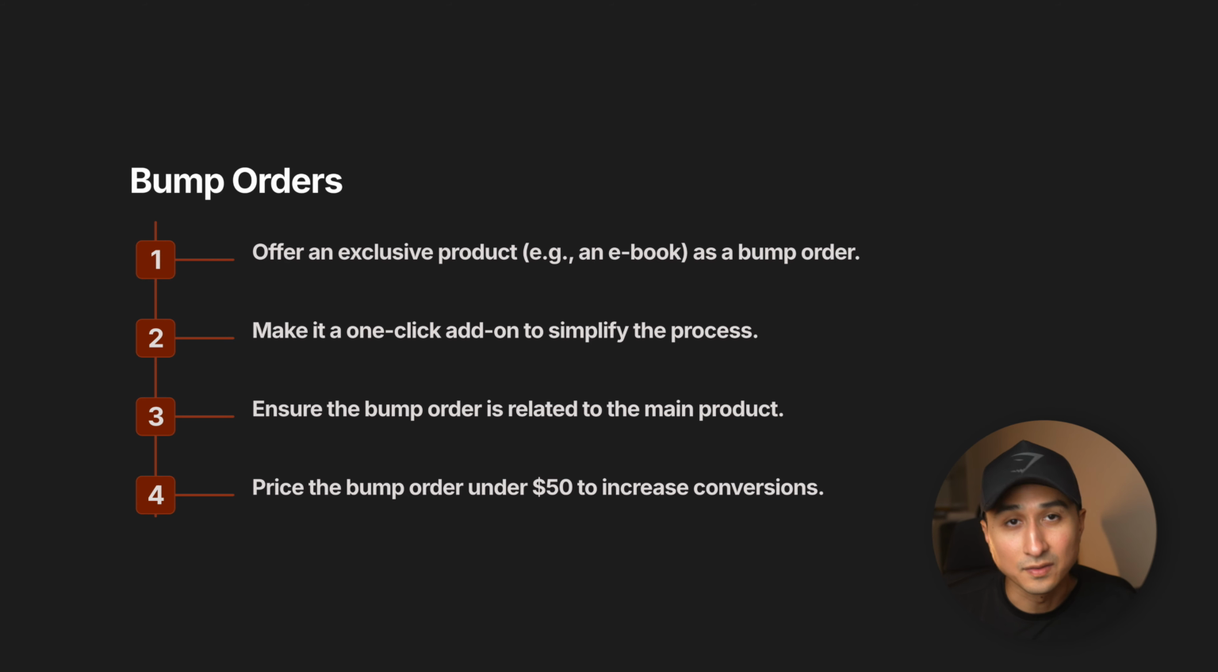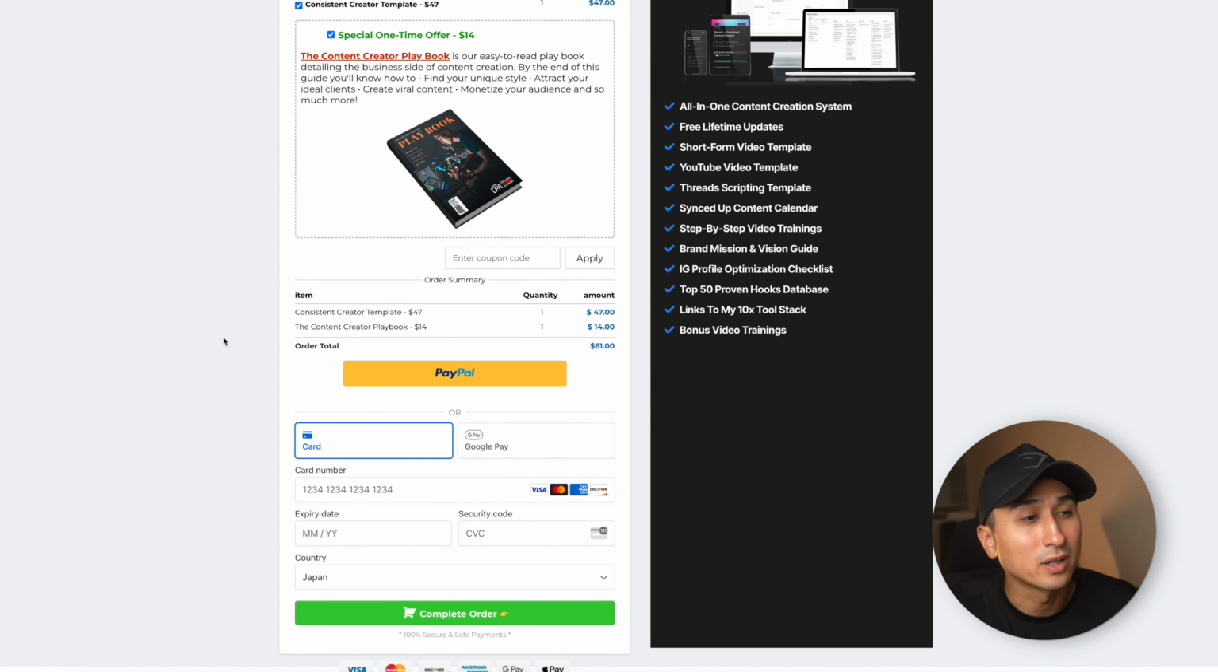So anything under $50. But now under the bump order, there's an area for my customers to input their card details. And once they hit complete order, they'll automatically be charged. Now from there, if the payment goes through, they'll instantly receive access to the consistent creator template and an account will be created for them.